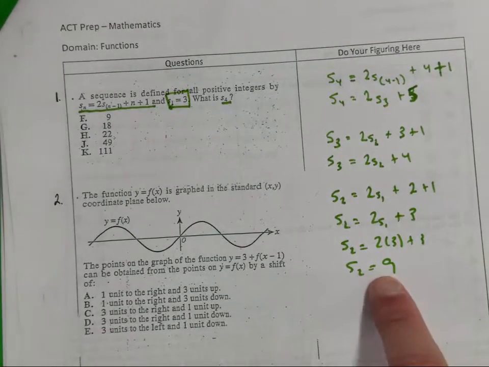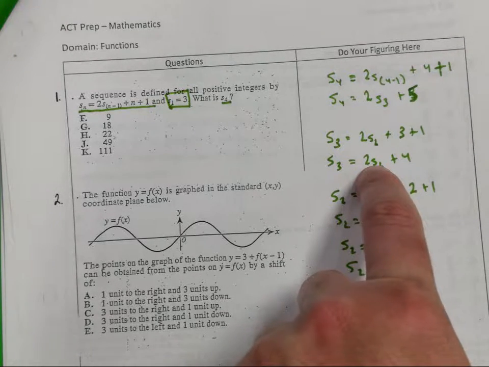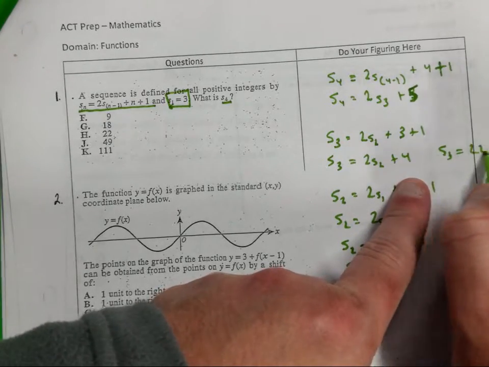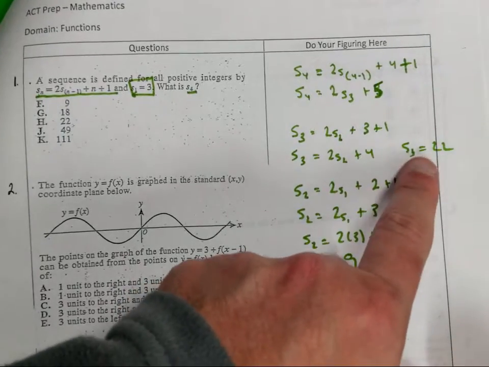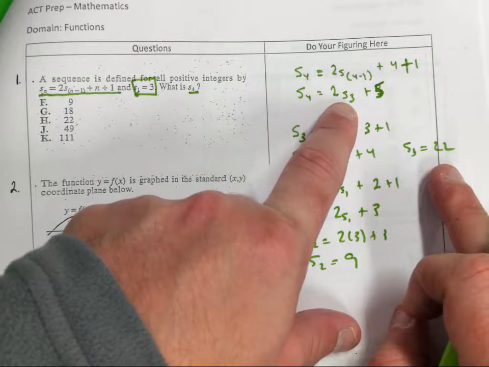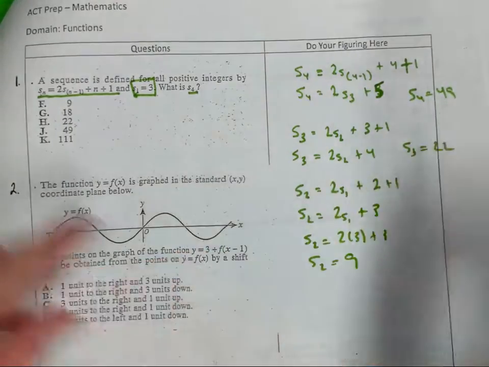So that now that I know 9, I can go back up here and say 2 times 9 is what? 18 plus 4 is 22. Now that I know S sub 3, can I plug it in here? So 2 times 22 is 44 plus 5 is 49.